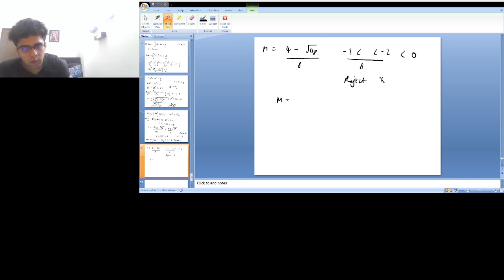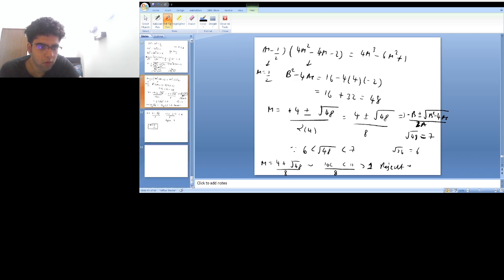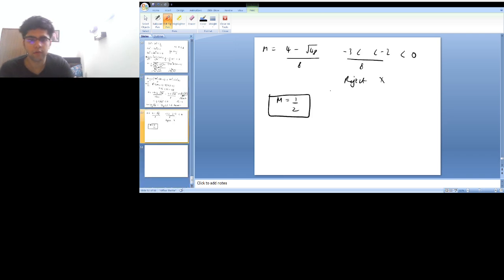So our median will thus be m equal to half. This is our median, right? If you have any doubts, the formula that I used here is the basic formula to calculate the roots of a quadratic equation, which is minus b plus minus root b square minus 4ac upon 2a. This is the formula that I used here to find the roots of the quadratic equation, right? So you can just remember this if you have forgotten. So this is our median.